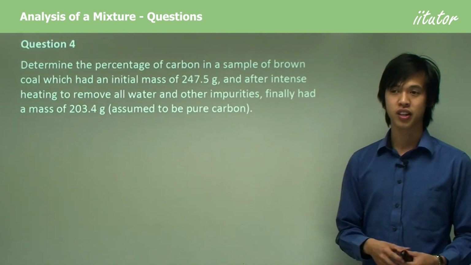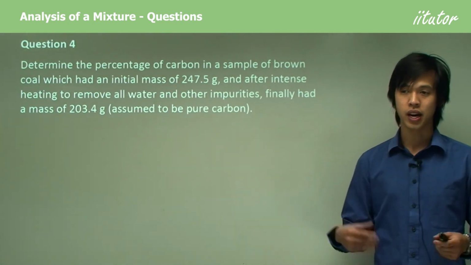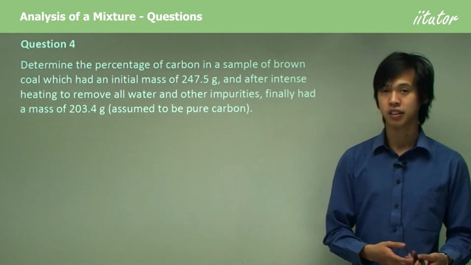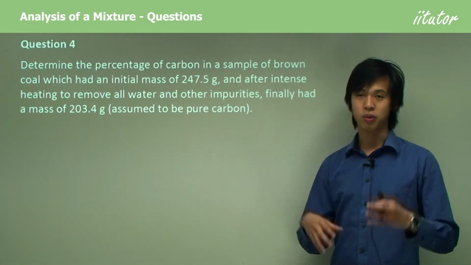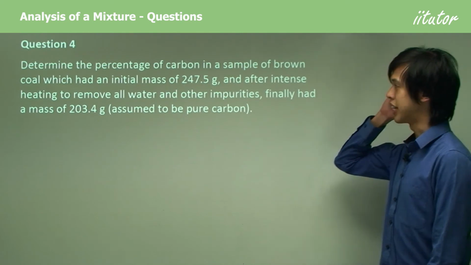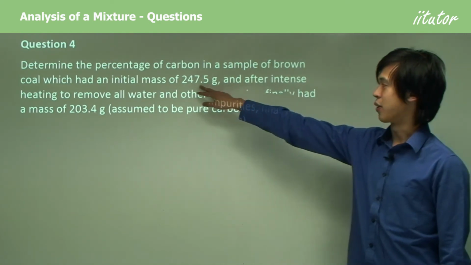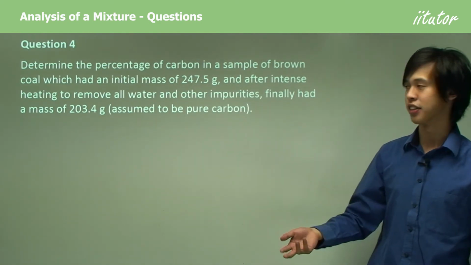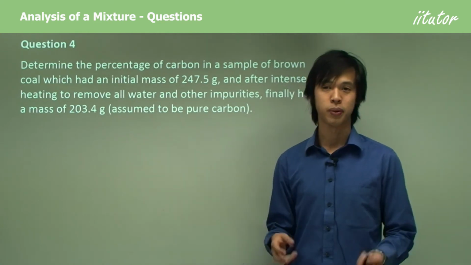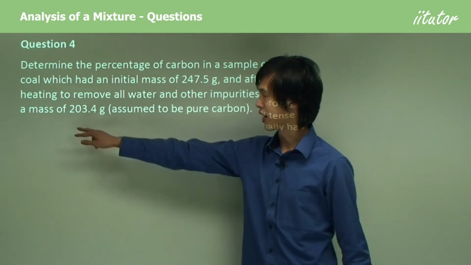Now, brown coal is not as good as black coal because brown coal has a lot of impurities, and particularly it has a lot of water in it. So black coal is what we want, brown coal is bad. Here we've taken some brown coal and it weighed this much, and after we heated it a lot, we got to essentially what is black coal, which is just pure carbon, and it's this much mass.